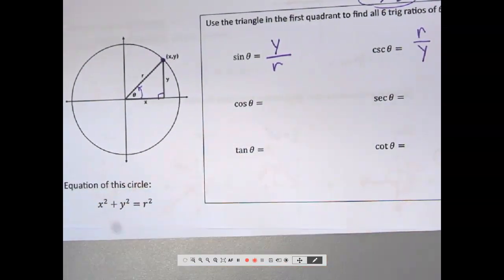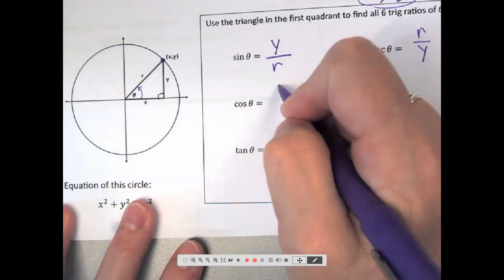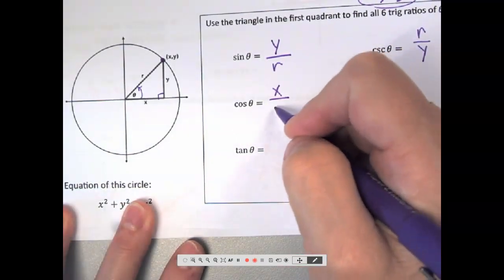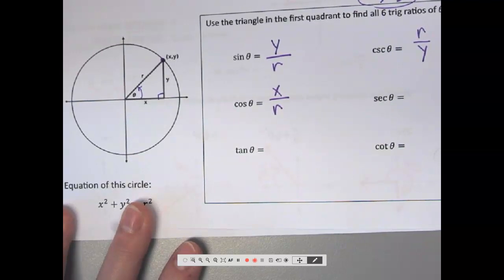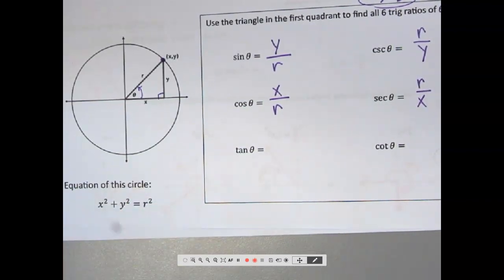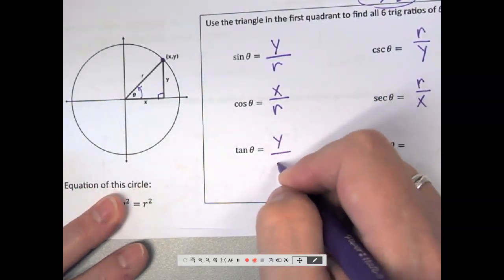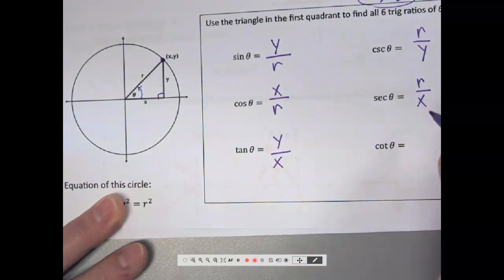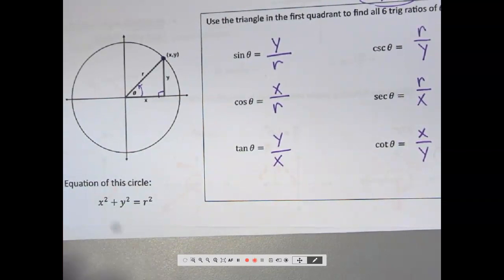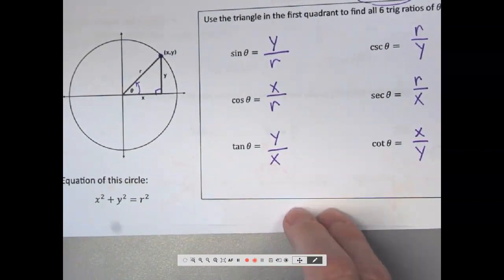Okay, looking at that triangle, cosine is adjacent over hypotenuse. What's adjacent to theta? X. What's the hypotenuse? R. Secant is the reciprocal, so the reciprocal will be r over x. Tangent is opposite over adjacent. What's opposite theta? And what's adjacent? And cotangent's the reciprocal, so that will be x over y. Okay, in a little bit, we're going to put that on our formula sheet as well.